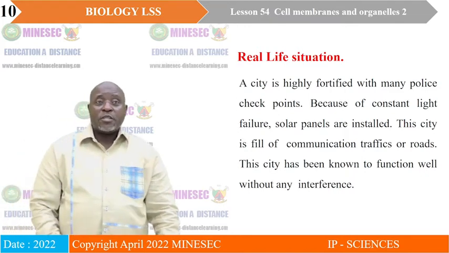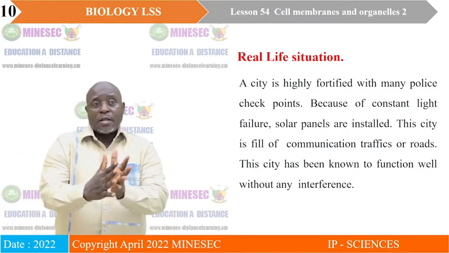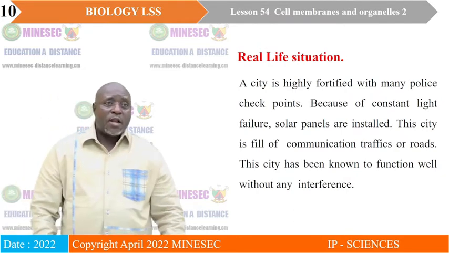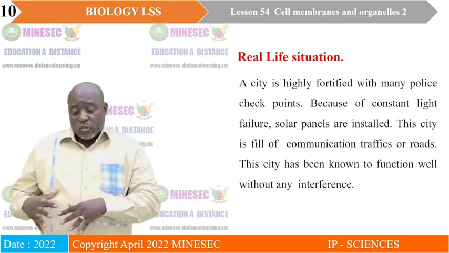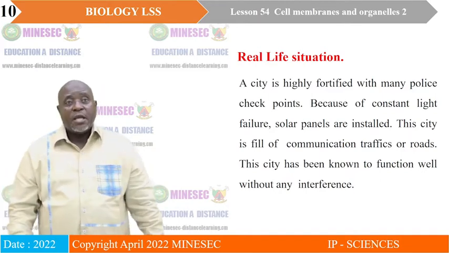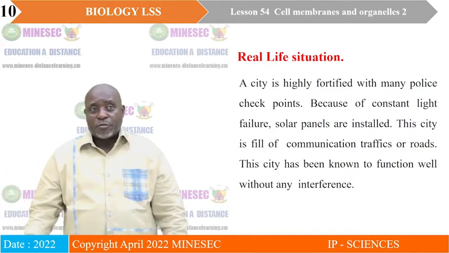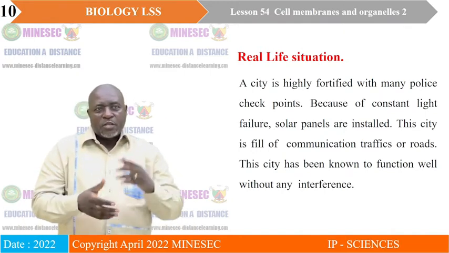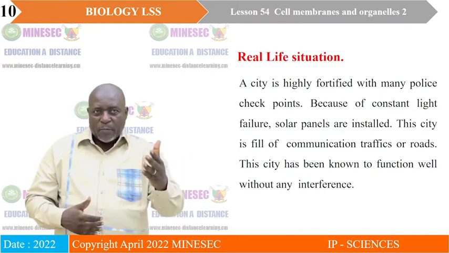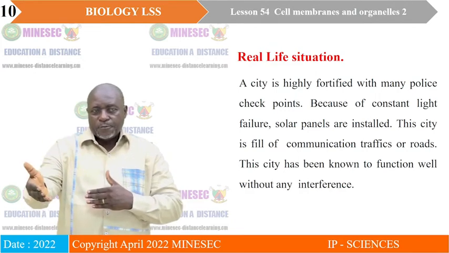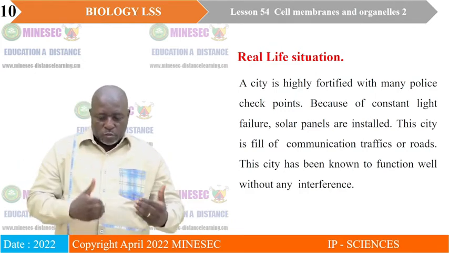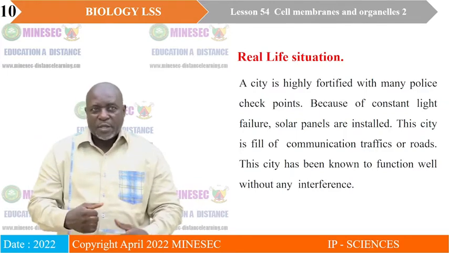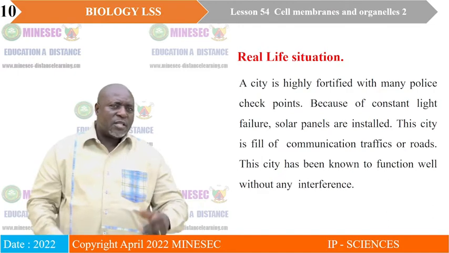It's referring to the integral proteins that will guard the pores. And when there is light failure, what happens? Solar alternative energy. So the cells have their alternative energy, and this energy comes from mitochondria. So mitochondria are like solar panels. They produce energy. They convert, the chloroplasts convert, the solar panels convert energy from the sun to electric. So chloroplasts also convert light to chemical. So it functions like the solar panel.